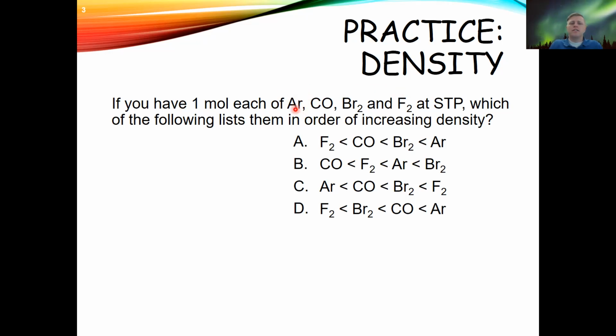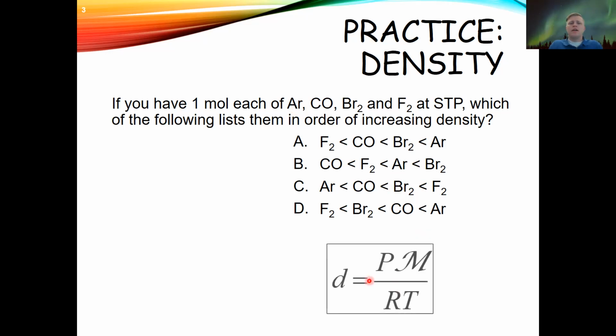Argon actually weighs 40. And if you'll remember, the density of our gas is just related to its molecular weight. So if we're listing these in order of increasing density, I'm going to start with my lightest species, which is carbon monoxide. Hey, look, that shows up first in option B. Then comes my next lightest gas, F2. Then comes argon and Br2. So B is going to be our correct answer here.